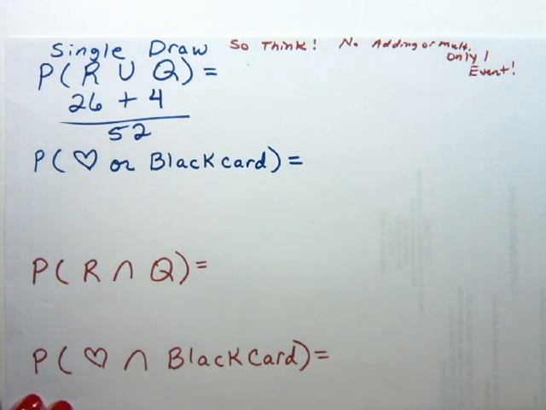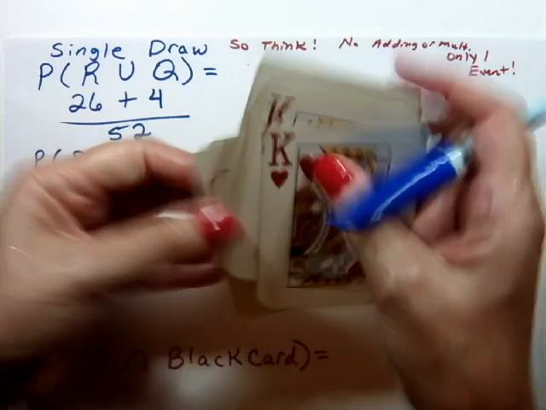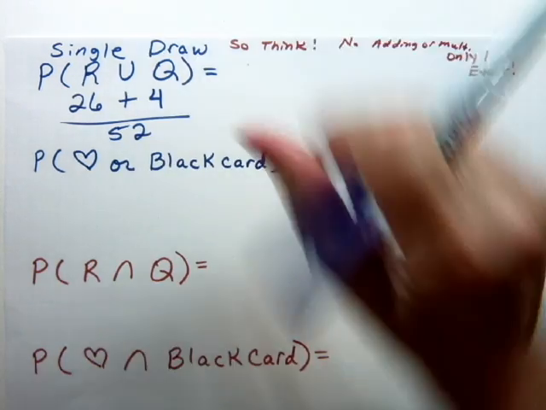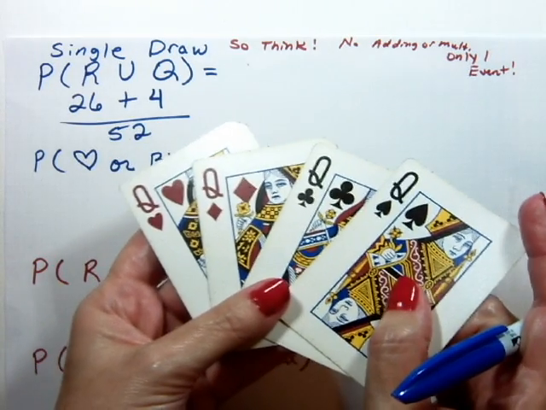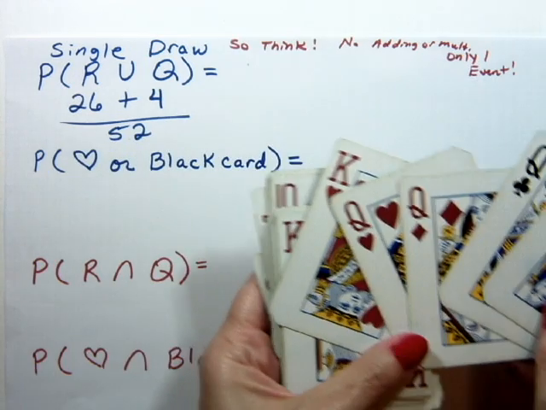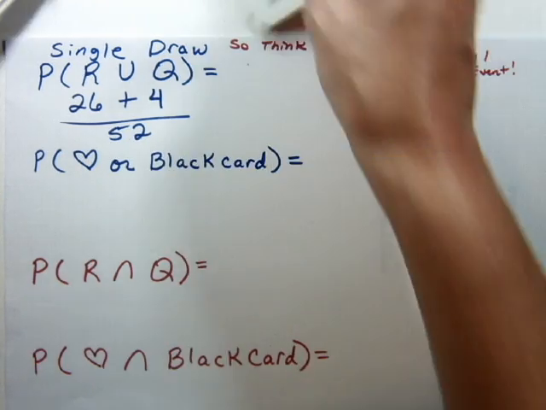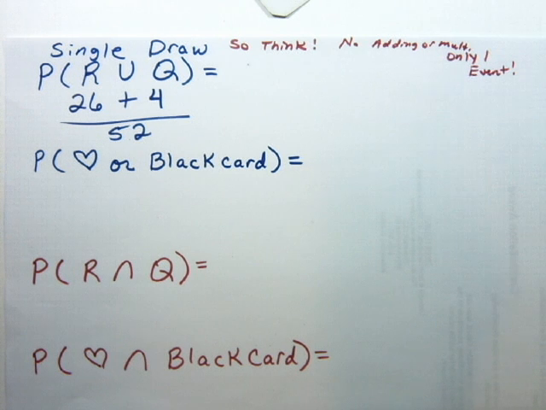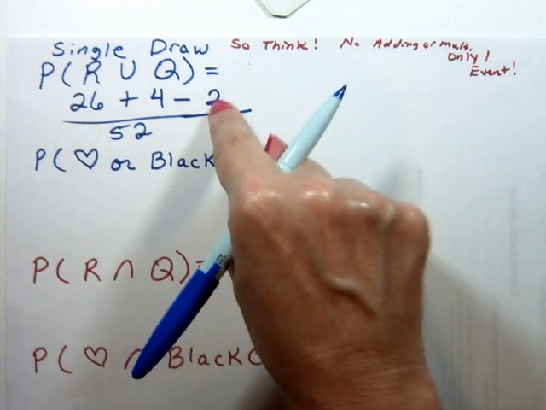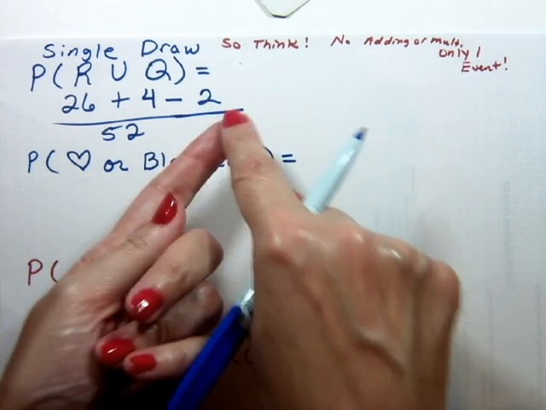Why is that not right? Because when you counted your red cards, here are your red cards. There were 26 of them altogether. You counted your queens. There are 4 of them altogether. The problem is that when you counted your red cards, you counted the 2 red queens. When you counted your queens, you counted the 2 red queens. Those are not mutually exclusive. You can get a red card that's a queen, which means I have to take away the overlap. The 2 cards that I counted twice, Queen of Diamonds, Queen of Hearts, I need to take that away.